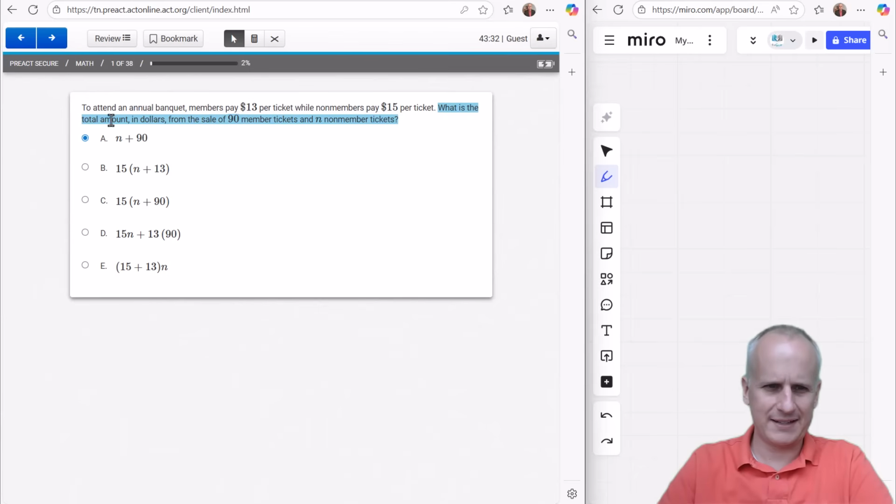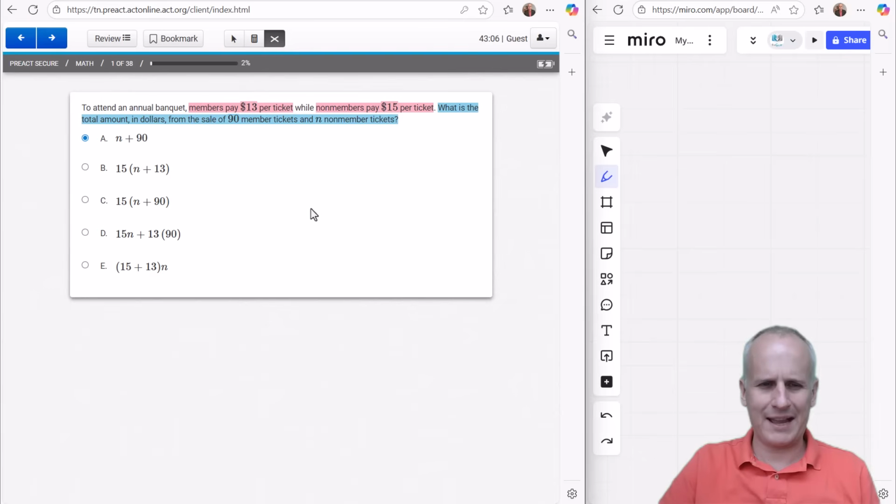So we're being asked again for that total amount from the sale of 90 member tickets and N non-member tickets. So we read from the top, and to attend an annual banquet, members pay $13 per ticket. Again, I can use the tools here and highlight in pink just the details that are going to matter most. And non-members are going to pay $15 per ticket. So we just have to find an algebraic expression that matches this information.